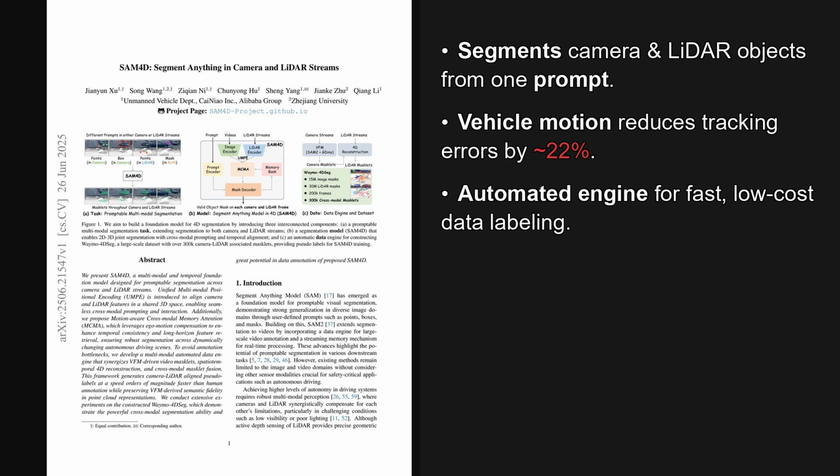I'm Alex, and today we're looking at a paper from the Hugging Face trending list, published on the 26th of June 2025. This paper, published just 2 days ago, introduces an automated data engine that can generate training labels orders of magnitude faster than human annotation. The paper is titled SAM4D, Segment Anything in Camera and LiDAR Streams, and this new approach could dramatically cut down on the huge data costs for autonomous driving.